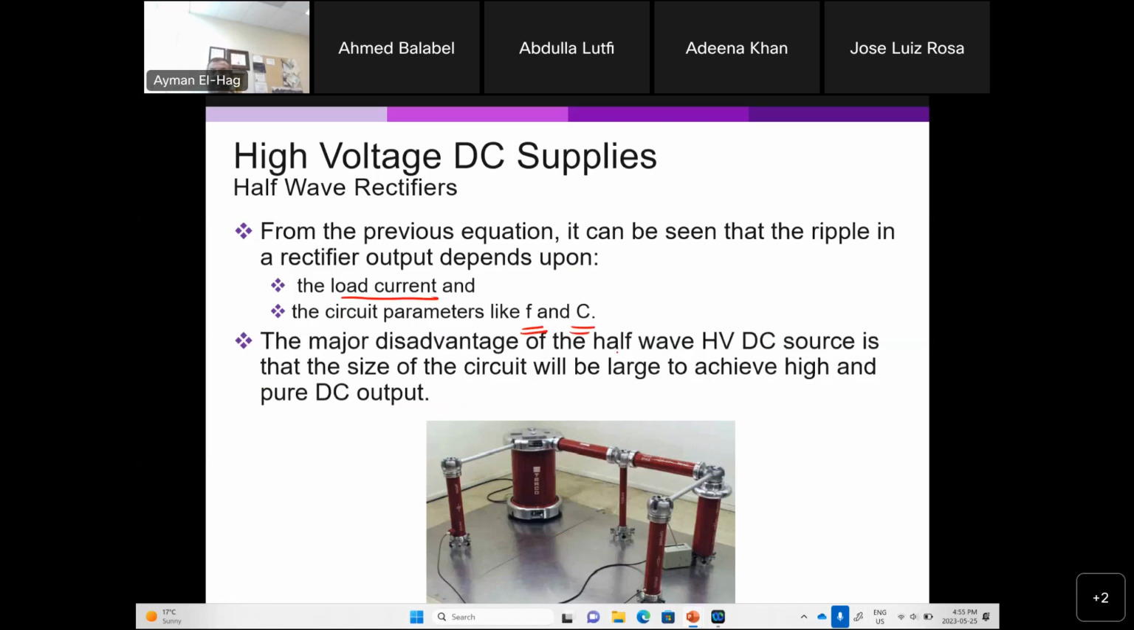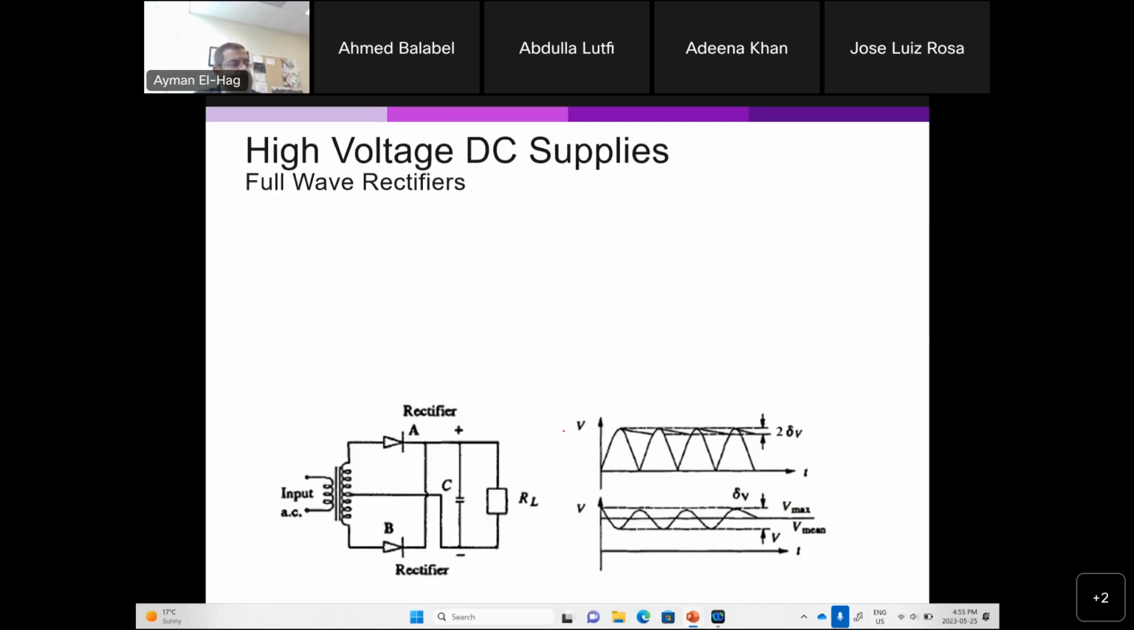So to have a high voltage and as much as pure DC, you have to have a very, very bulky capacitance, something like this, very, very bulky. Now, how to reduce this? Then we use the full wave rectifier.